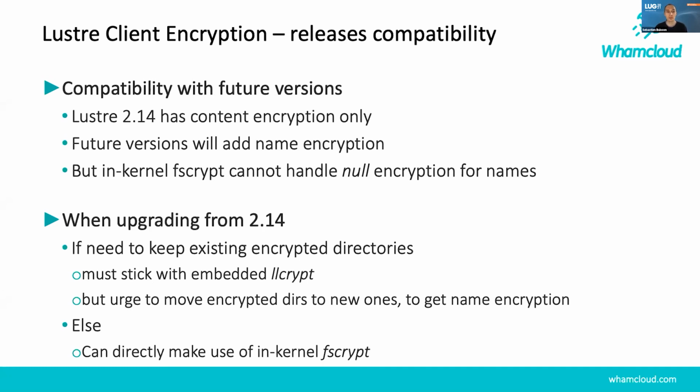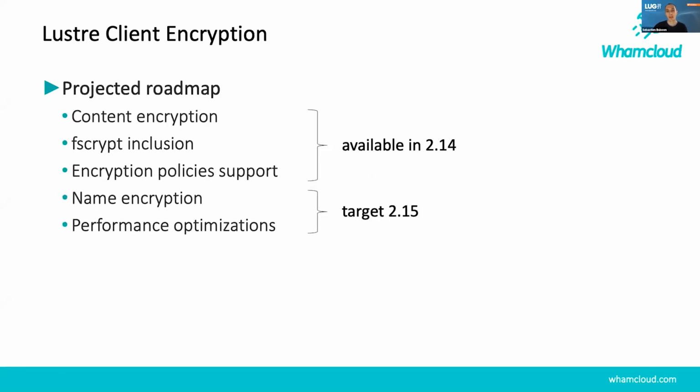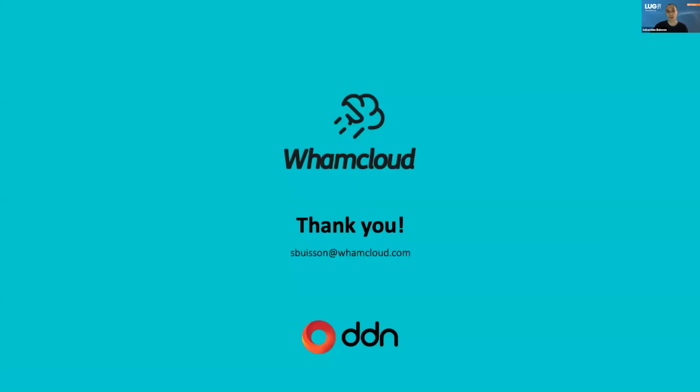If you do not need to keep existing encrypted directories, then you could directly make use of the in-kernel fscrypt library. So to conclude, the project roadmap is the following. In 2.14, we delivered content encryption and encryption policies support. And the target for 2.15 is to provide name encryption and performance optimizations. And that's all for this presentation. I hope it will make you want to try encryption, and hopefully not against your users as well.